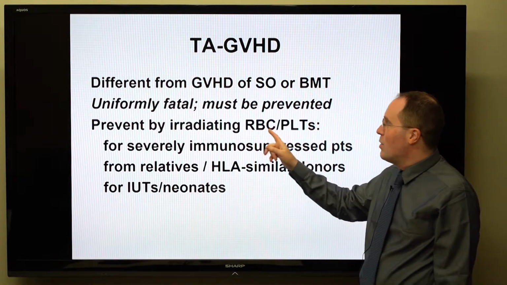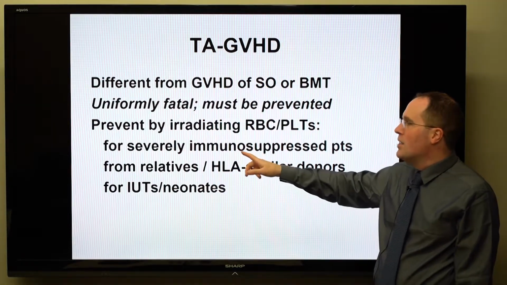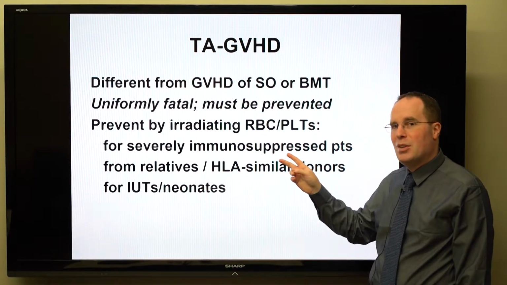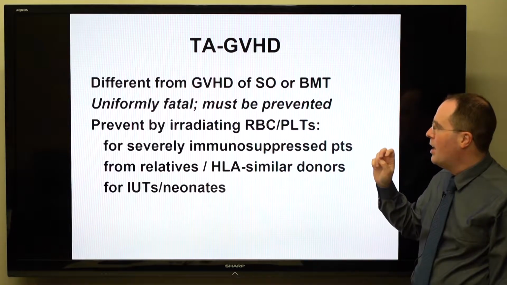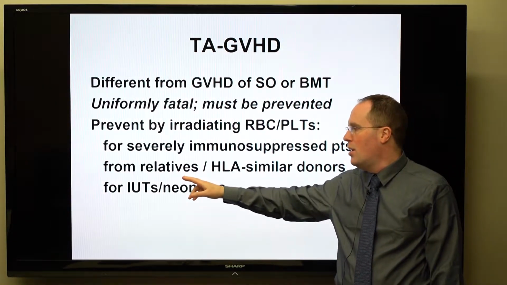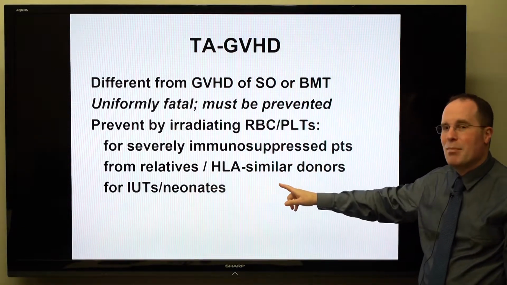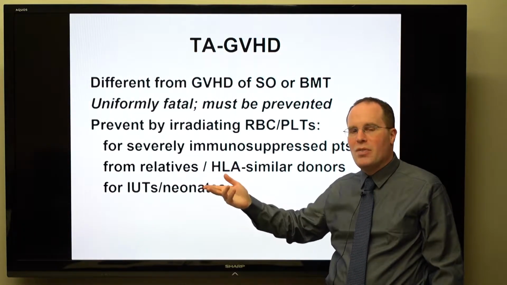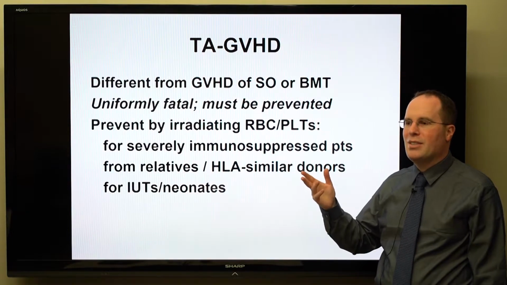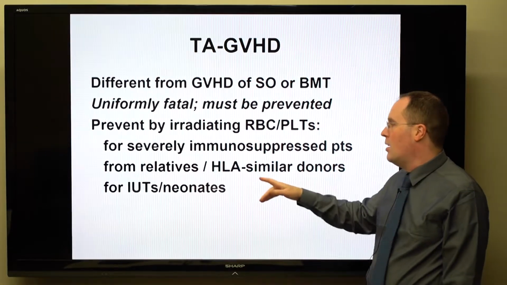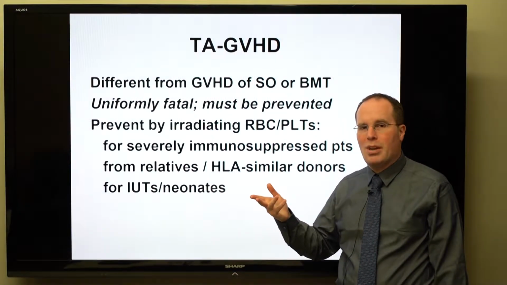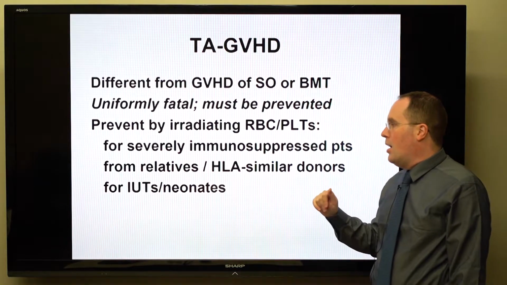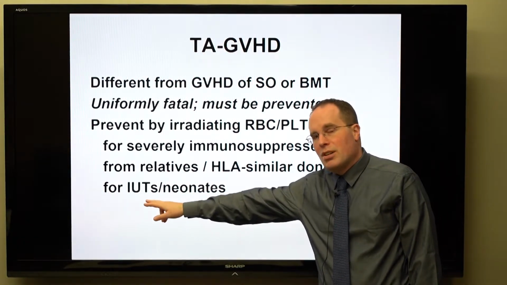And we want to irradiate the red cells and platelets that we give to severely immunocompromised patients, severely immunosuppressed, iatrogenically suppressed patients as the most common patient population, and also from relatives or HLA similar donors. We'll see why that is in a minute. What I mean by relatives is like your first degree relatives that are donating directly to you, or HLA similar donors like HLA matched platelets, or in a country that has a lot of HLA similarity. That's another population, and also for intrauterine transfusions and neonates.